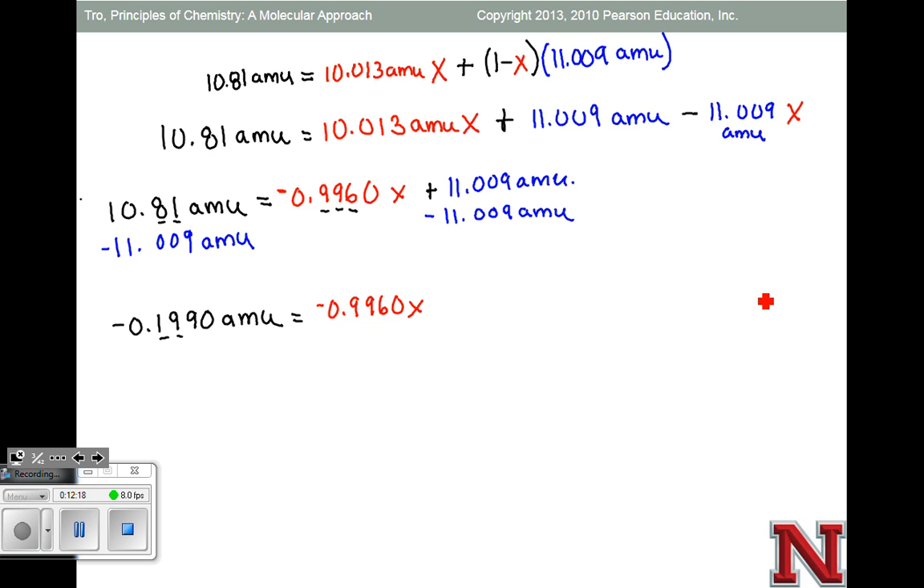So now to solve for x, I can divide both sides by negative 0.9960. Also note, it should come out to a positive number because it's a fraction. So if it doesn't, you probably lost a minus sign somewhere or did something incorrect. So more ways you can check yourself. If we're doing the fractional abundance, we can't have a negative number.